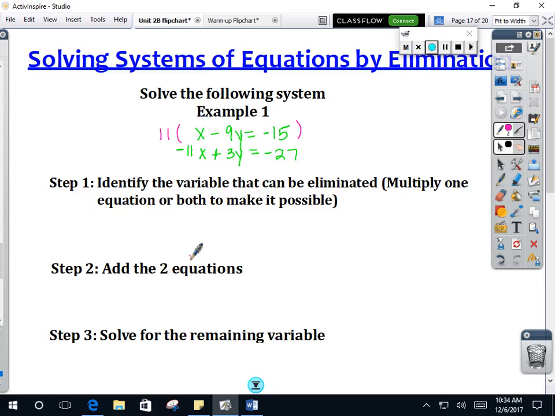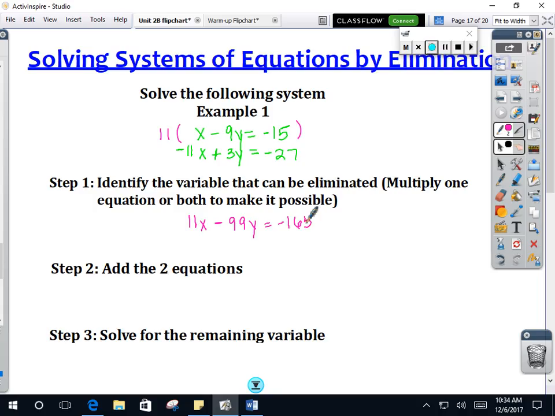Okay, now watch me do that, and then you can write it down. 11 times x is 11x. 11 times negative 9y is negative 99y. And then 11 times negative 15 is negative 165.